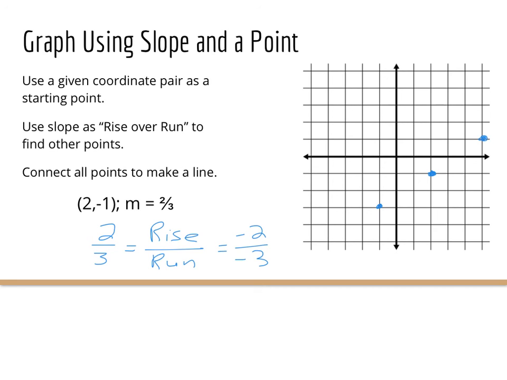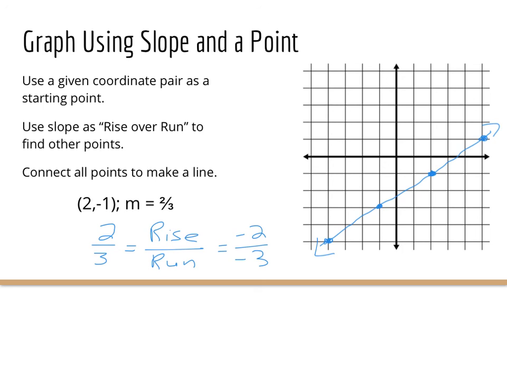And I could actually continue that once more and go down 2 and left 3 and have this point, which is, I believe, negative 4, negative 5. And all 4 of those points, actually, you see, do line up. So I can connect them and draw an arrow on either end to show that I have continued this line in both directions. And that's how you can use slope and a point to graph a line.